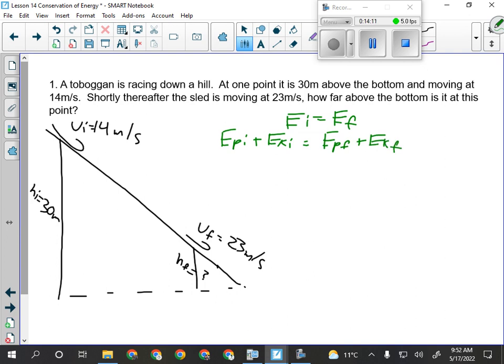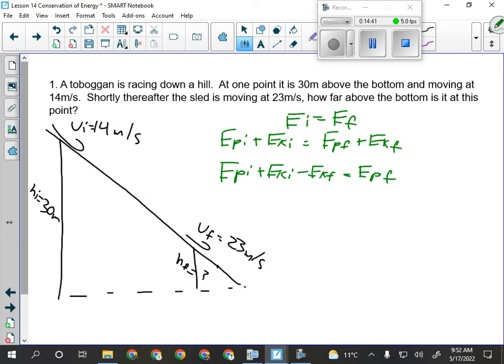Are any of those zero in this problem? No, they all have a value. What I'm looking for is final height. Which term is that part of? EPF. So I've got to get EPF by itself, so what do I do with EKF? Subtract it over to the other side. So EP initial plus EK initial minus EK final equals EP final.